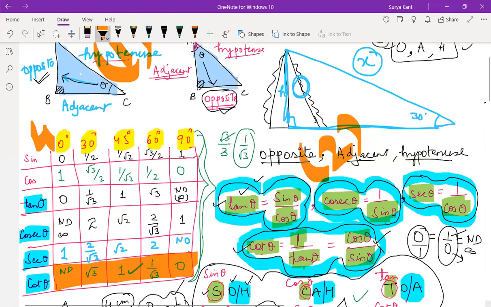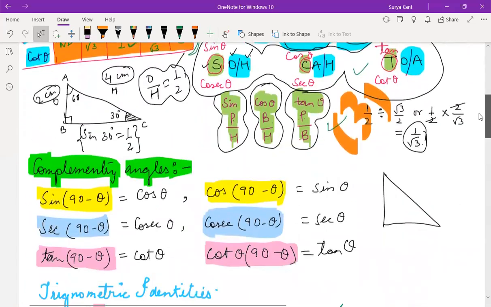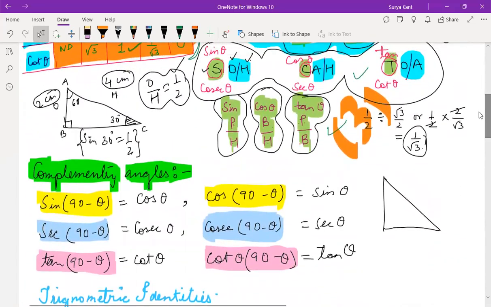Then the fifth concept is complementary angles. This is also easy. Sine and cos, sec and cosec, tan and cot. That's it. Don't confuse complementary angles with reciprocals; the third one and fourth one you may confuse. So the complement of sine is cos, but the reciprocal of sine is cosec. Remember, children.